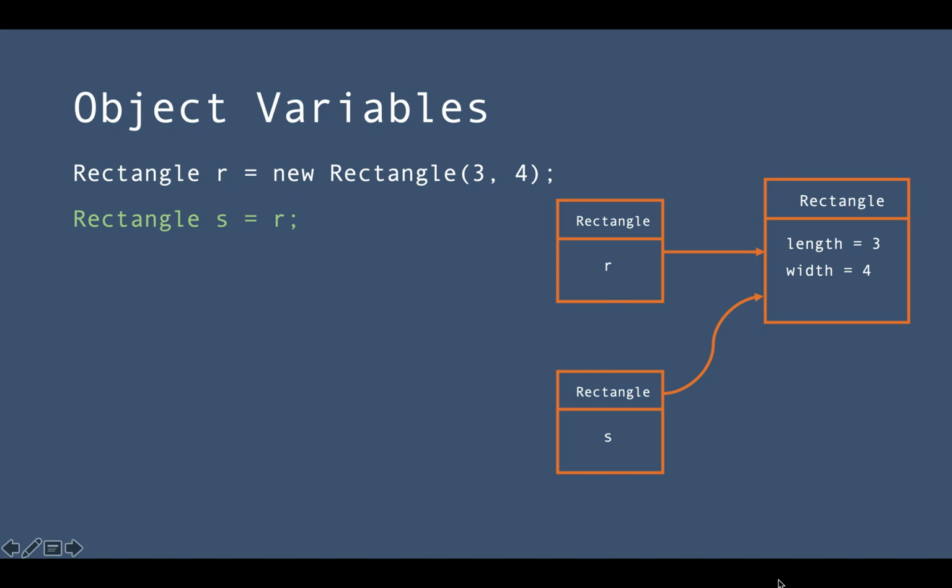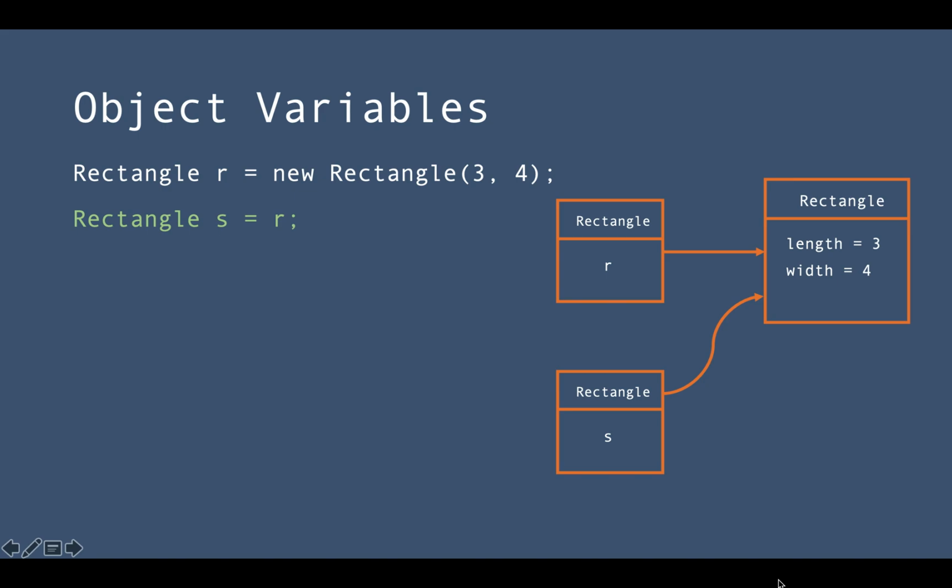We now have two object variables, both of type Rectangle. One is named R, one is named S. They're both referring to or referencing that same rectangle object. In some ways, you could think of S as being an alias or a nickname, just another way to identify that same rectangle in memory. They're both referring to the same object.